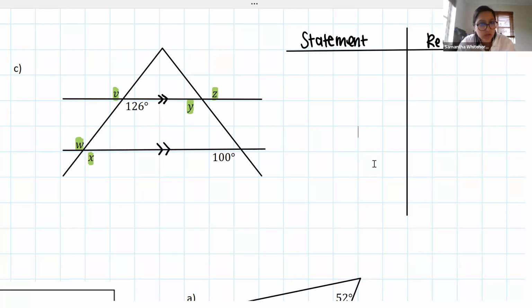Again, guys, it doesn't matter where you start. If you started with B, awesome. If you started with X, fine. If you started with Y, fine. As long as I get all 5 of those angles, I'm happy.